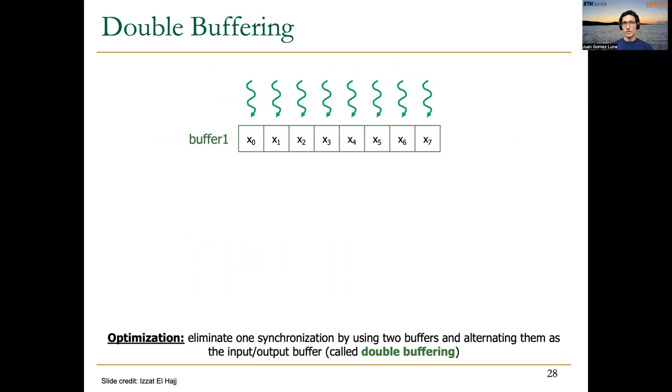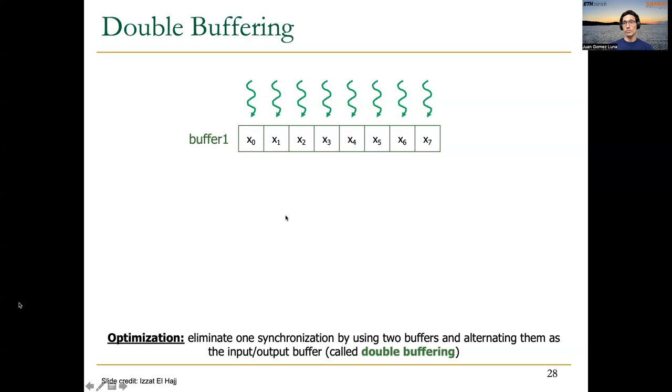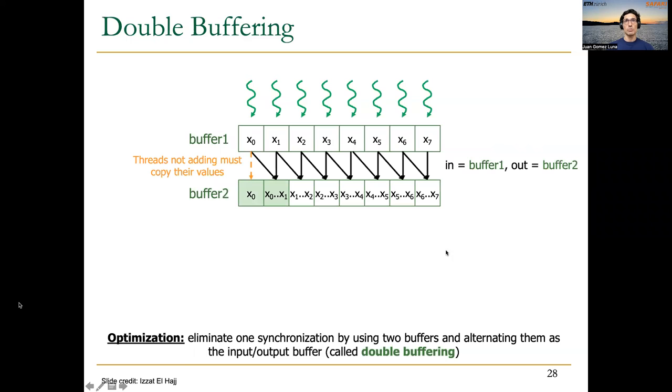There is one other observation that we can make: in this code, we need two sync threads in order to not overwrite partial results that have not been used yet. So one way of eliminating one of these sync threads is to use a technique called double buffering. That basically means that we have two buffers, in this case in shared memory, and we are going to be swapping the input and output buffer in each of the iterations of the loop.